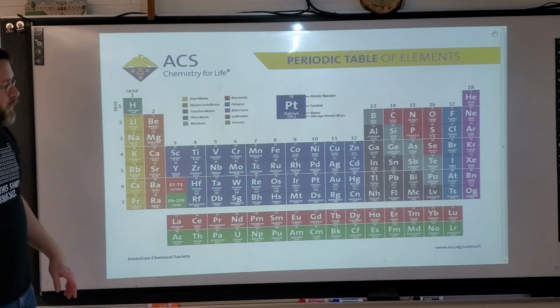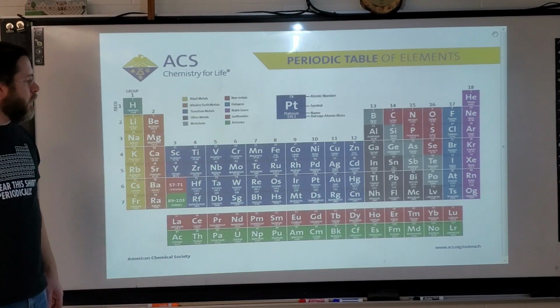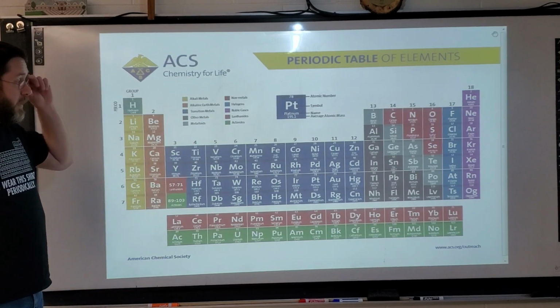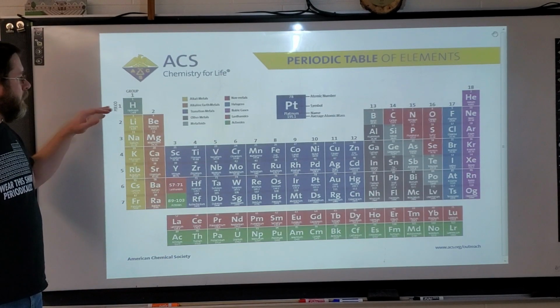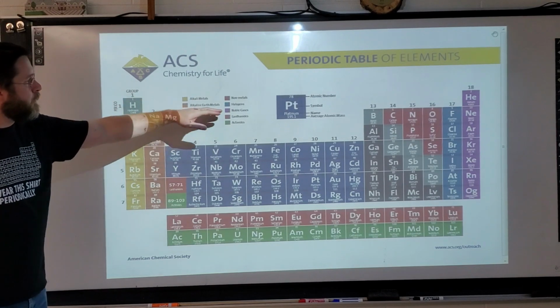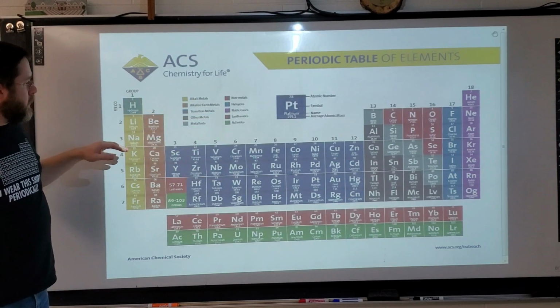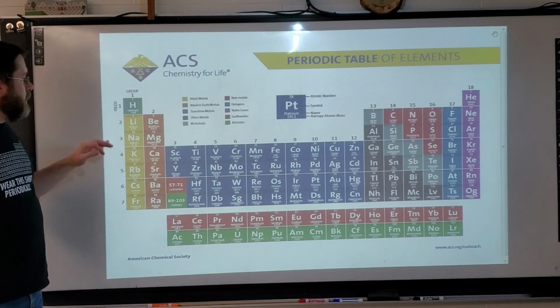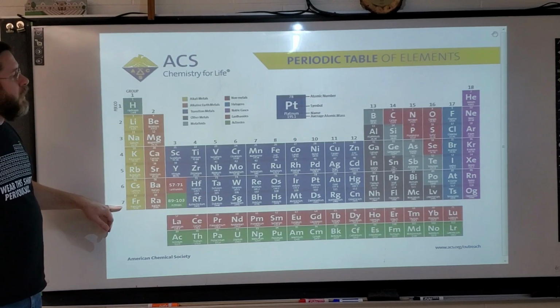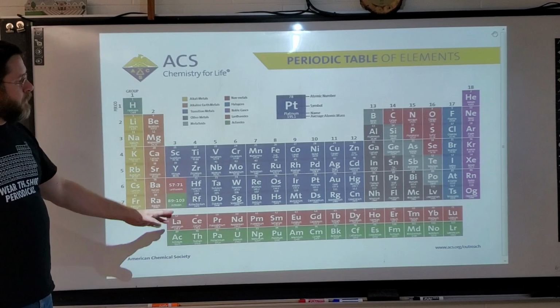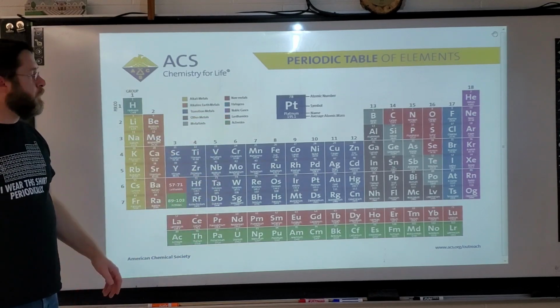So putting all those squares together, we have the periodic table. The periodic table is organized like a grid. There are rows going across, all the way across, and those are called periods. So we have 1 through 7. And then there are columns, and those are called groups.